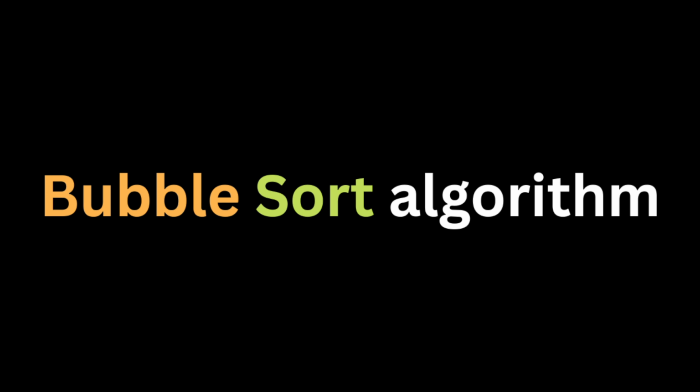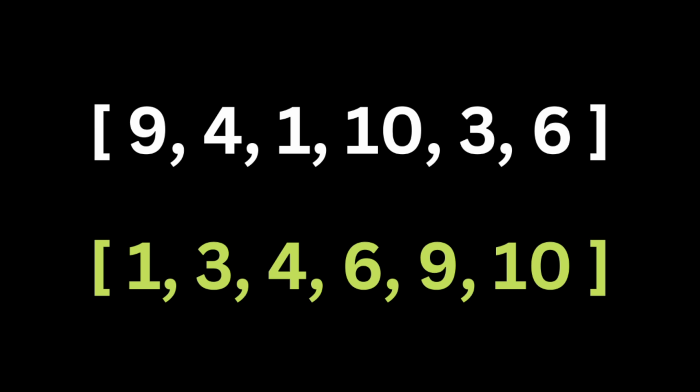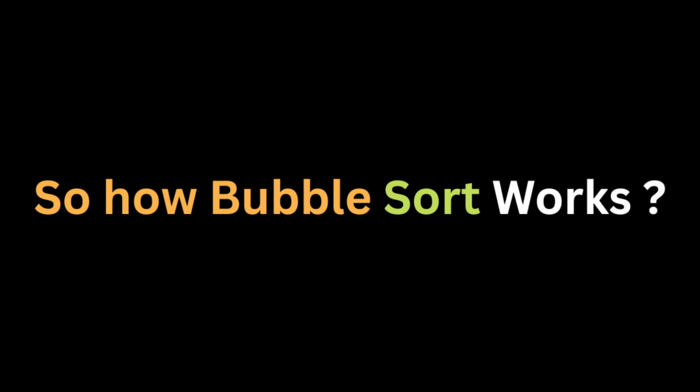Today we're going to be covering the bubble sort algorithm. Let's say, for example, we have a list of numbers and we want to sort them in increasing order, meaning from the smaller number to the larger number. So how does bubble sort work?